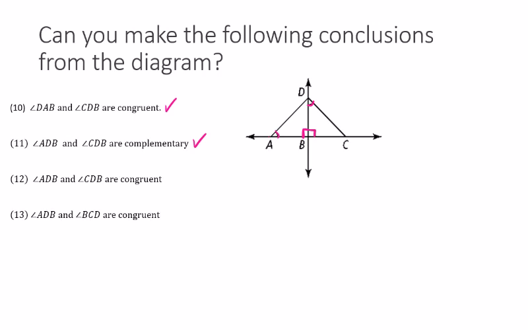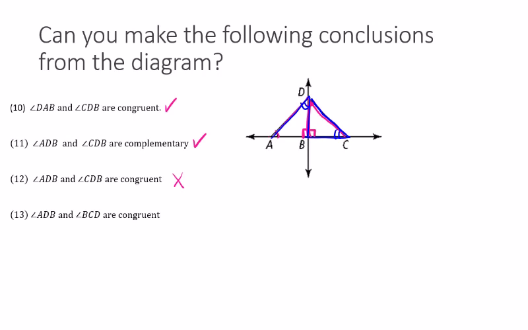All right, ADB and CDB are congruent. They kind of look congruent, but we can't conclude that. We know that they could be complementary, but not necessarily congruent. But what about ADB and BCD? And yeah, we figured that out before.